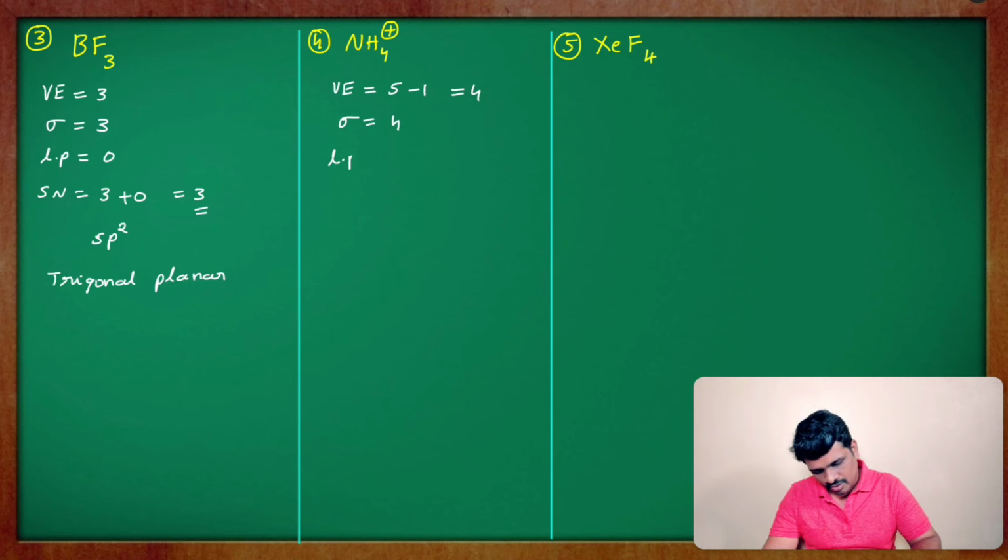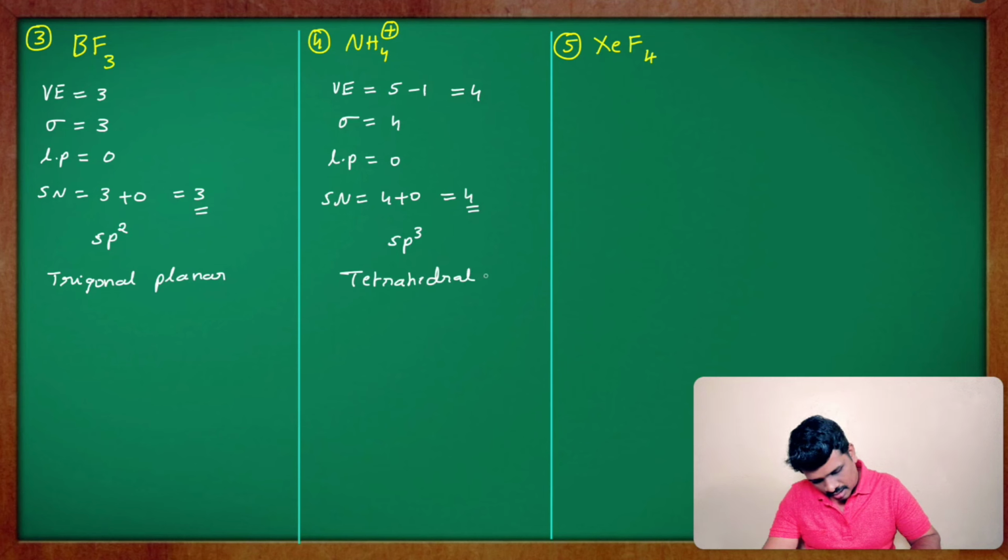So how many lone pairs of electrons are present? Is there any lone pairs? No, right? Because valence electrons will be 4 and already 4 sigma bonds are present. So there is no lone pairs. So steric number will be equal to 4 plus 0, which is nothing but 4. So the hybridization is sp3 and the geometry will be tetrahedral. Correct? So now let us move on to the next problem.